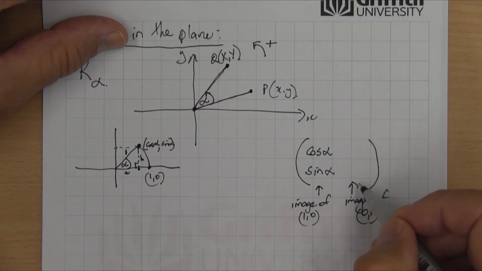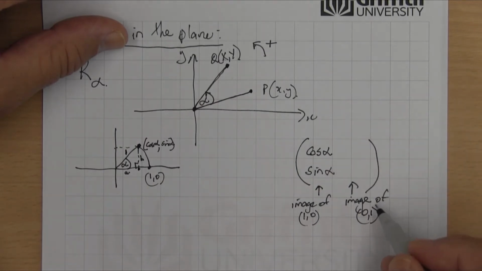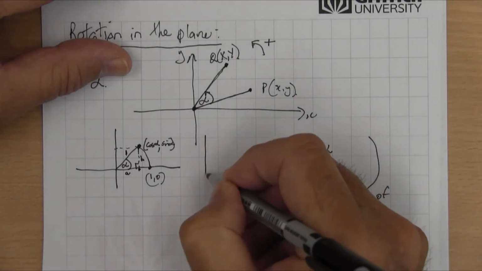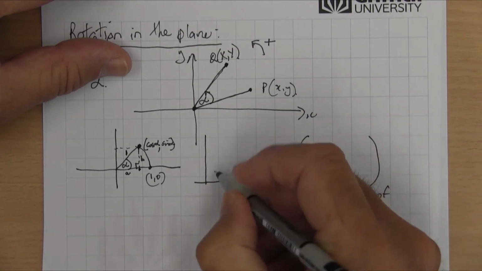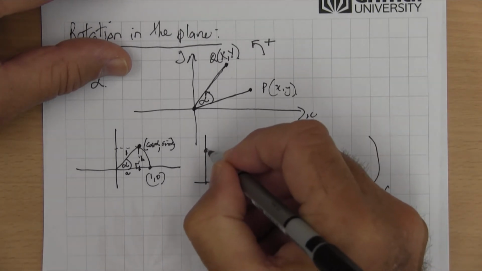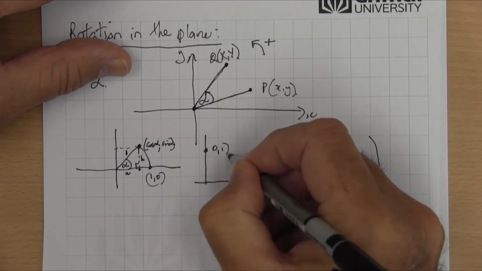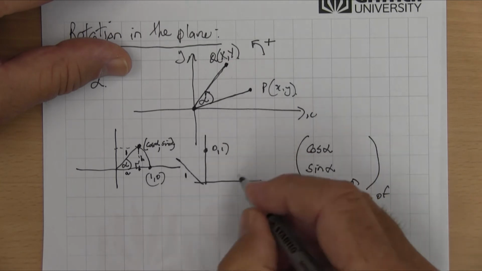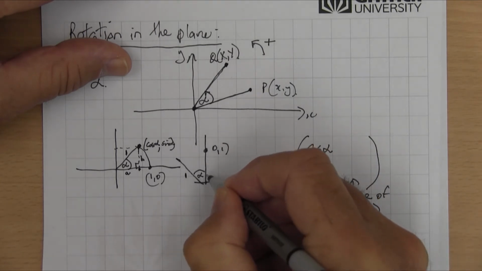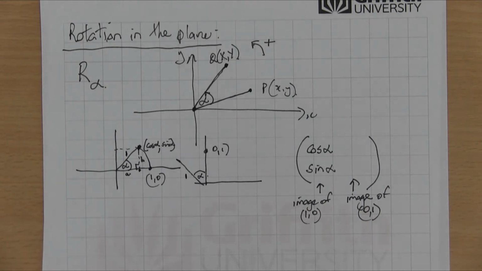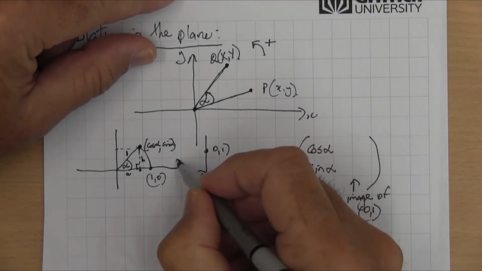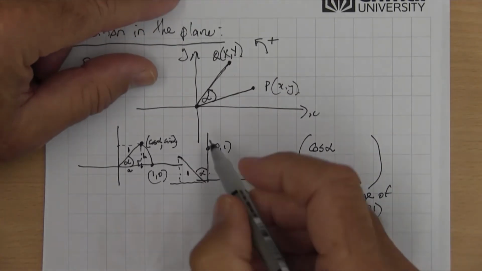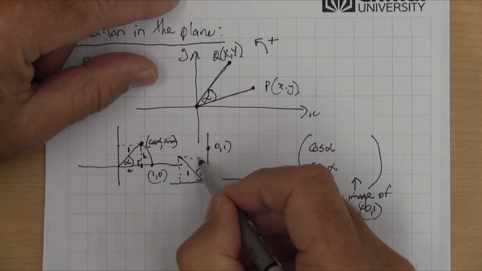Now to get the second column of our matrix, it'll be the image after the rotation of 0, 1. Now 0, 1 is here, and we've got a rotation out here of alpha, so that's still going to be 1. This is alpha, and we want to know the coordinates of this point and the coordinates of that point there.